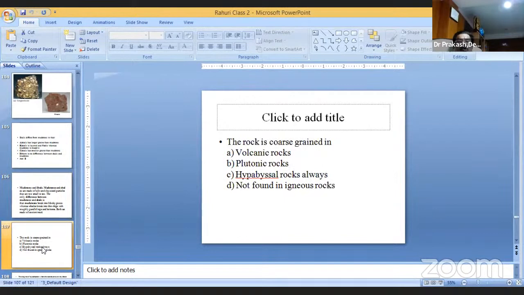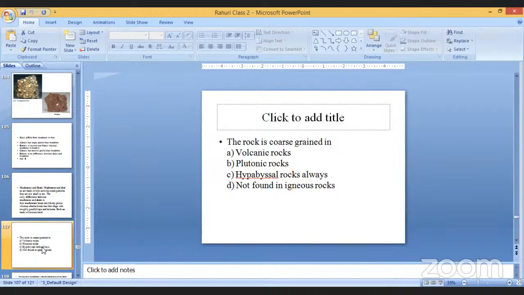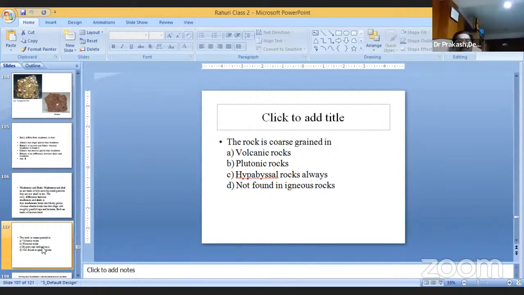The rock is coarse-grained in volcanic rocks, plutonic rocks, hypabyssal rocks, always not found in igneous rocks. Volcanic rock. Plutonic rock. Coarse-grained. Volcanic rocks, see, they are exposed to the outside very quickly and their cooling will be very fast.